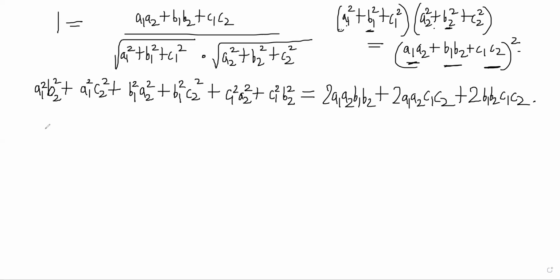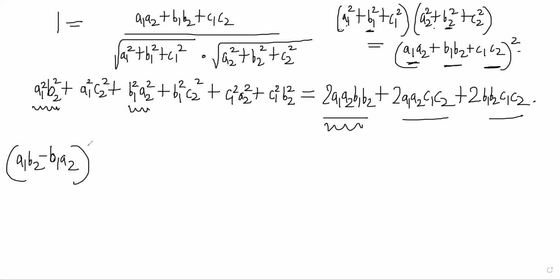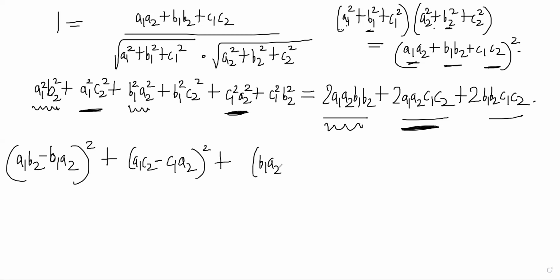Is that clear? Yes, sir. If you bring these 3 to this side, you will be able to combine this, and this, and it will become (a1 b2 minus b1 a2) whole square. And similarly, you'll be able to combine this, and this. And that will become (a1 c2 minus c1 a2) whole square. And lastly, b1 c2 minus b2 c1 whole square is equal to 0.